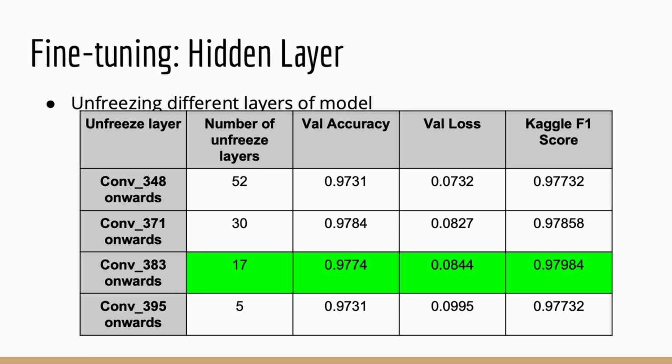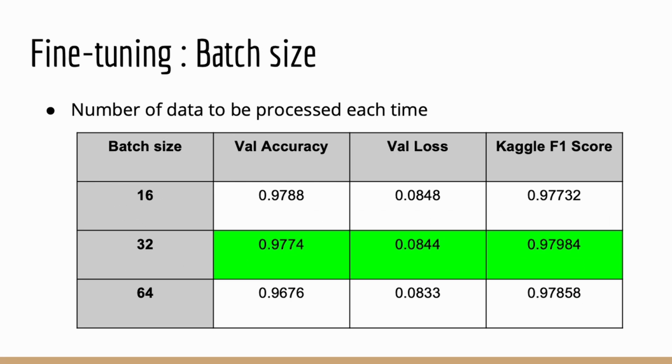First, we will test out how many layers we should unfreeze and train. Unfreezing the layers makes these layers trainable and thus causes their weights to change. As seen from the table above, the optimal number of layers to unfreeze is 17, which means we would unfreeze from convolution 383 onwards.